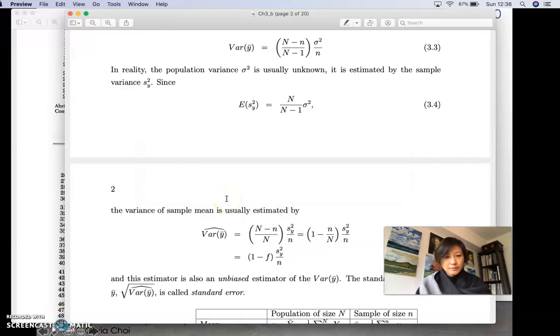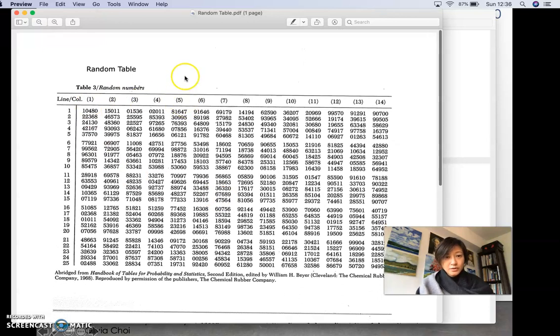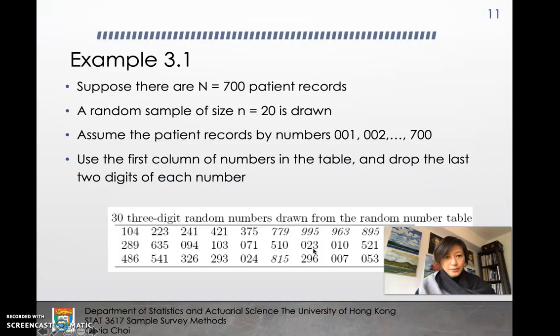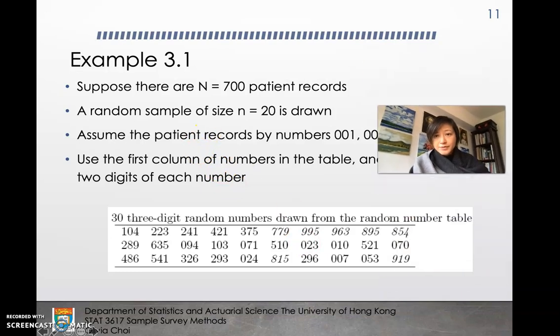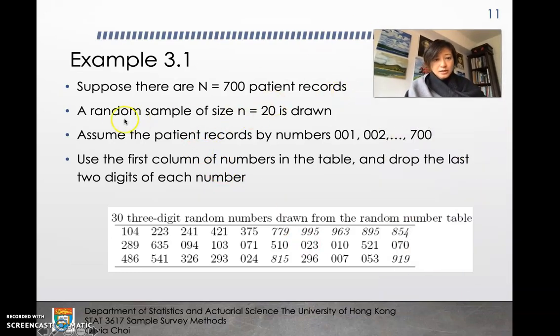In most statistical textbooks, on the very last page there is usually a random table attached. So we can randomly choose any digits from the random table. Okay, so let's look at this example. We have a hospital of 700 patient records. We want to conduct a simple random sample of 20 samples randomly chosen from the records of 700 patients. So 001, 002, up to 700, they are all labeled for each of the patients.